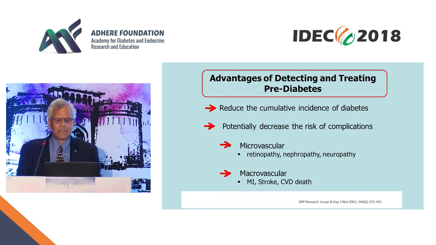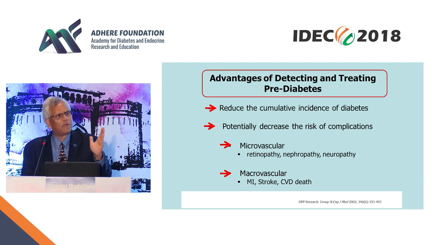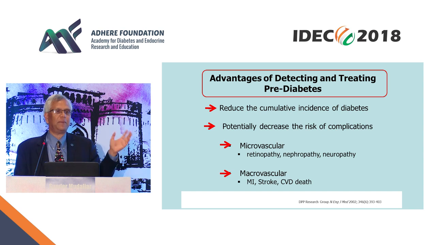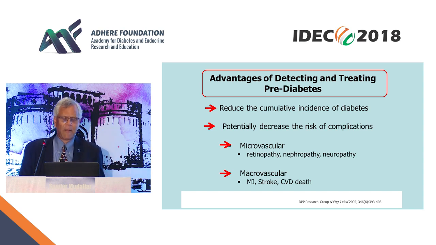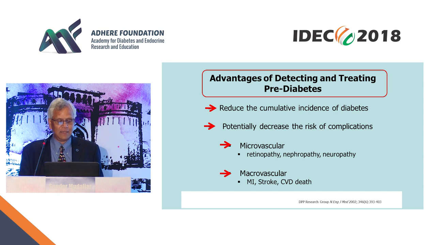So the advantages of detecting and treating: one, people with diabetes cost much more money. It's almost about 5 to 10 times the amount. So in the US, the per patient cost, if you don't have diabetes, is like $2,000 a year. If you have diabetes, it goes up to about $10,000 because you have a lot more complications. And maybe if we prevent diabetes, we will reduce microvascular and macrovascular complications.